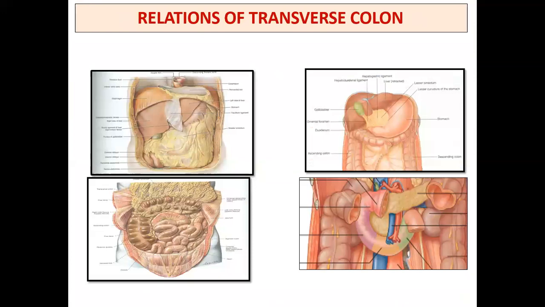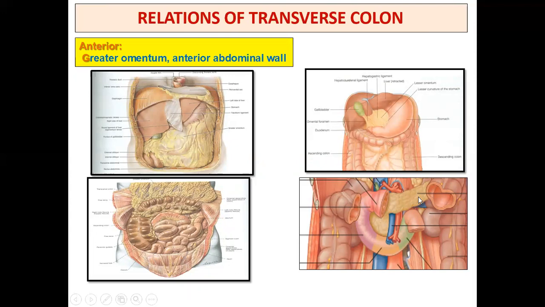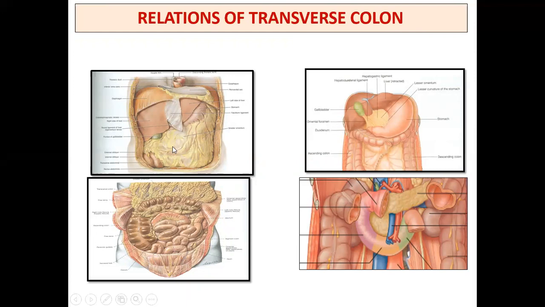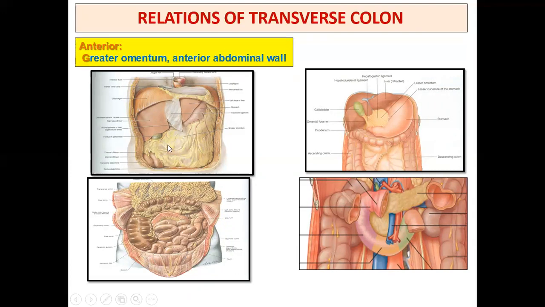Coming to the transverse colon, as I said, it is mobile and moves most of the time, so it is difficult to locate, but there are some important relations which are always attached to it. One is the greater omentum, as you saw. Here it was lifted, but now it is in the normal position, lying down like this. So anteriorly the whole of the abdomen is covered by the greater omentum as well as the anterior abdominal wall.